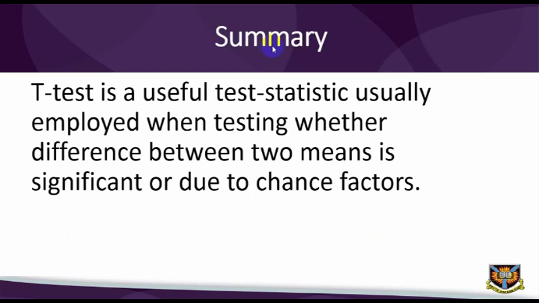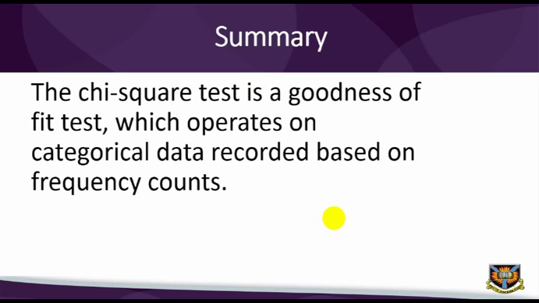Summary. The t-test is a useful test statistic usually employed when testing whether the difference between two means is significant or due to chance. The chi-square test is a goodness of fit test which operates on categorical data recorded based on frequency counts.